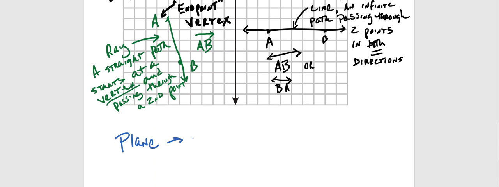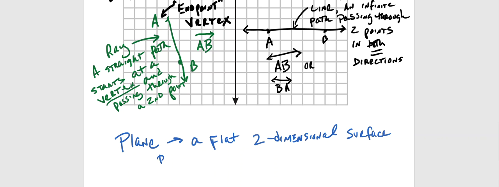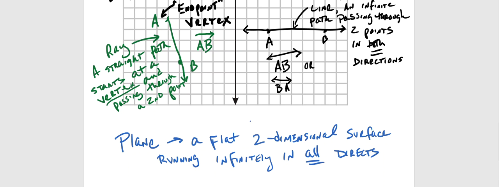A plane is a flat two-dimensional surface running infinitely, and we should know that infinite means forever, in all directions.